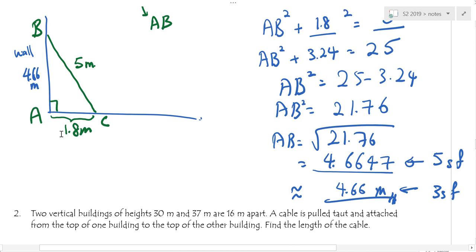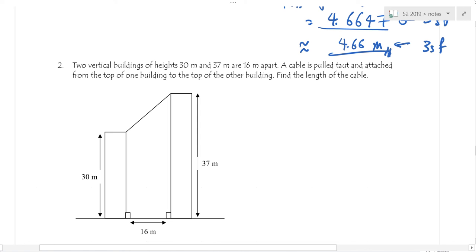Now, can I check for B, what is the answer? Don't know how to do.